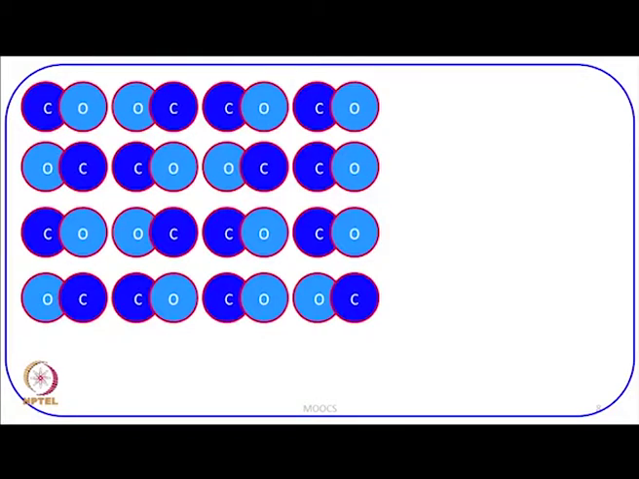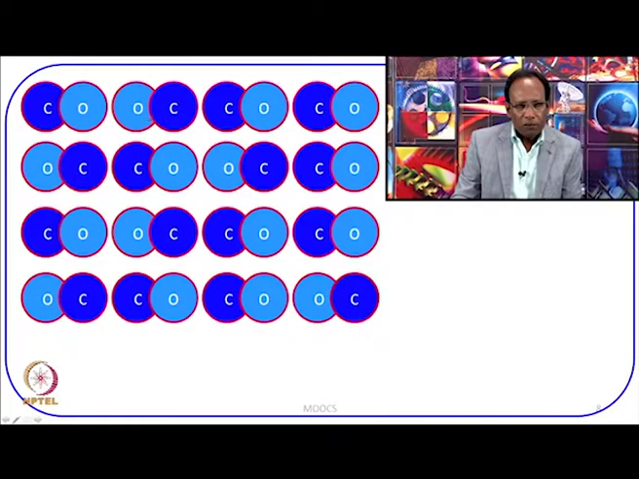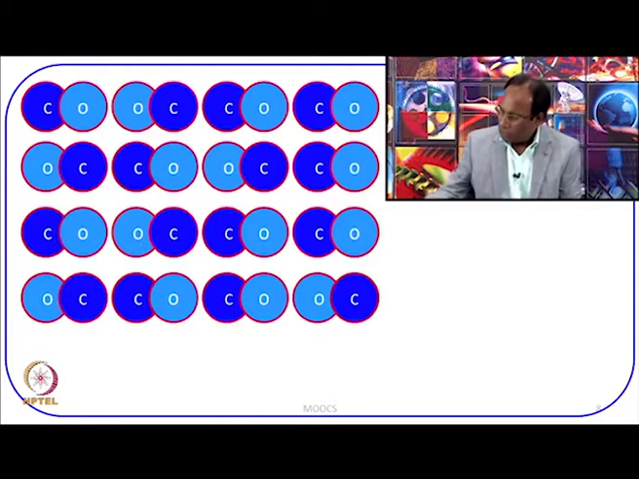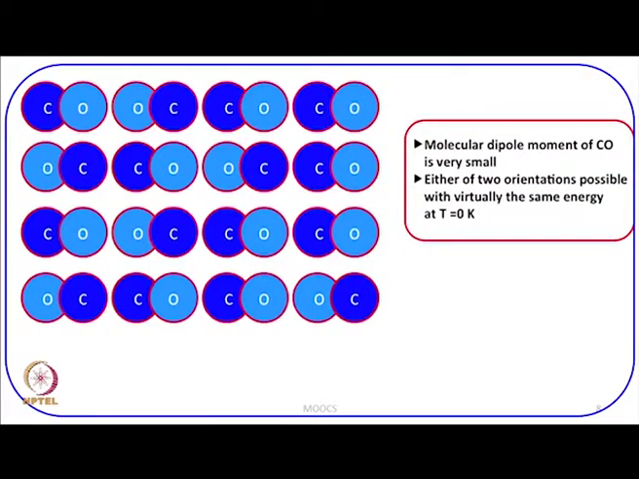Now, if you look at the arrangement here, you have carbon, oxygen, then oxygen and carbon. Instead of CO, the molecule may be arranged in the form of OC at absolute 0. Somewhere in this arrangement, instead of CO you have OC. The molecular dipole moment of carbon monoxide is very small because of the small electronegativity difference between carbon and oxygen. So whether it is CO or OC, either of the two orientations will virtually have the same energy at T equal to 0.